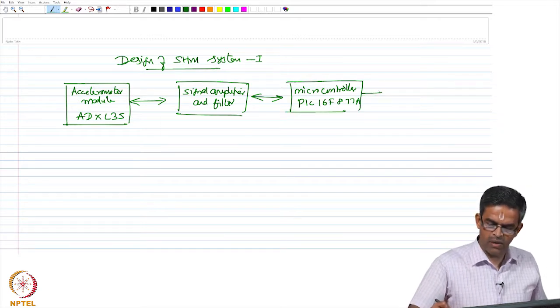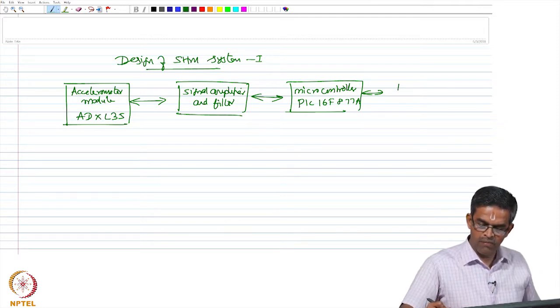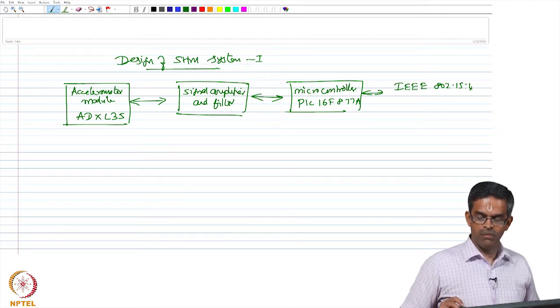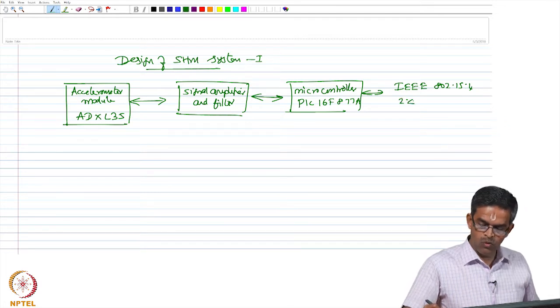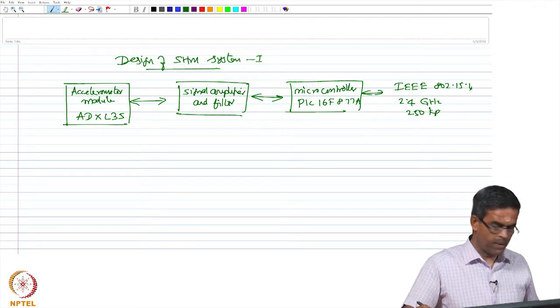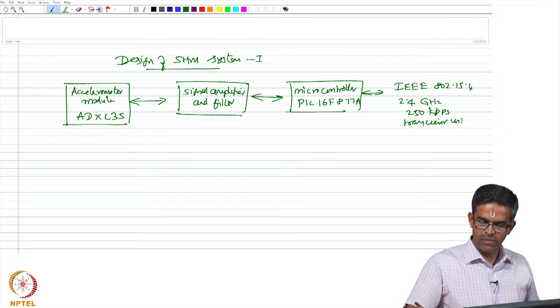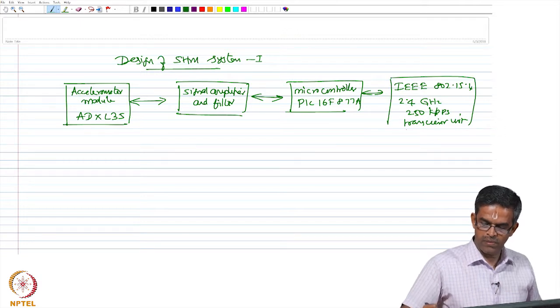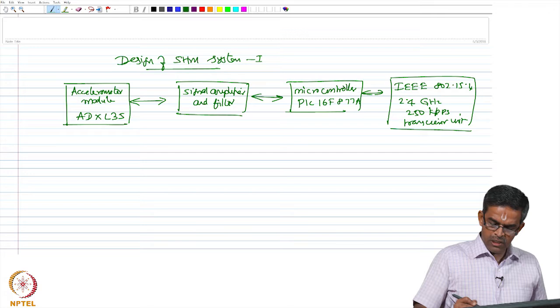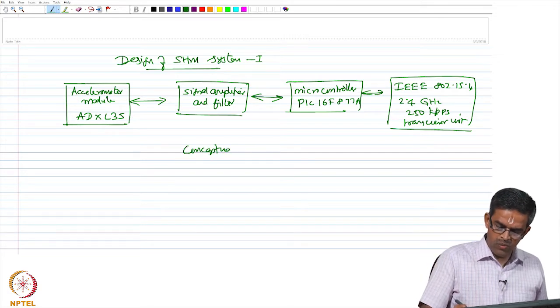which is by and large now connected to the communication channel, which is IEEE protocol 802.15.4, which is locally available, of 2.4 gigahertz speed, 250 kbps transceiver unit. So, this is my conceptual design now. This is how the SHM 1 will be laid.